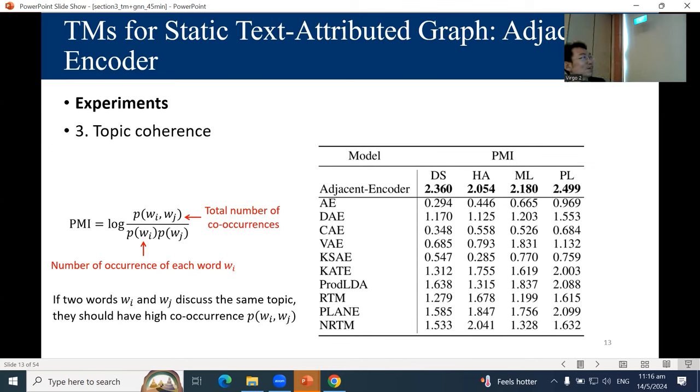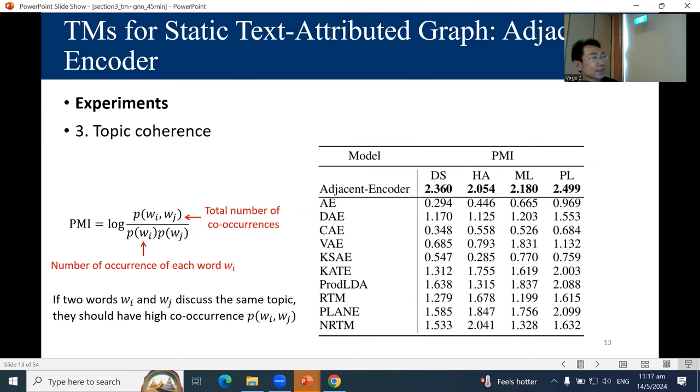Each one of them, you check what is the mutual information, then you average them across these pairs. Now, the higher the value, you would expect them to be better. So in this case, again, it's just an autoencoder, generally also has this higher coherence.